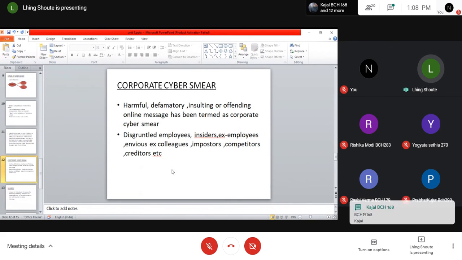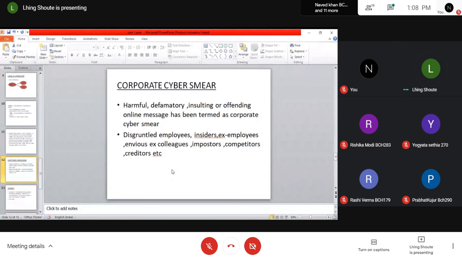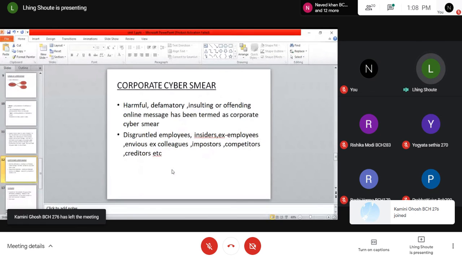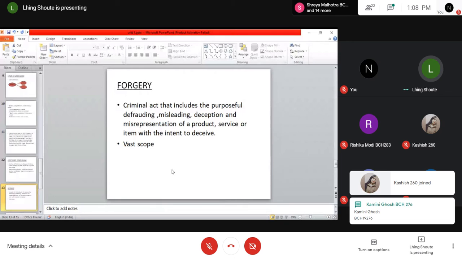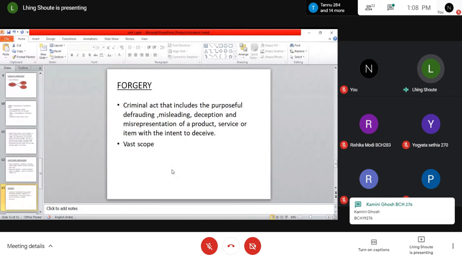Is it okay? I can proceed further, but in the next class we'll do forgery. Forgery is another kind of cyber crime. Forgery is defined as a criminal act that includes purposeful defrauding, misleading, deception, and misrepresentation of a product, service, or item with the intention to deceive the victim. There are different types of forgery.